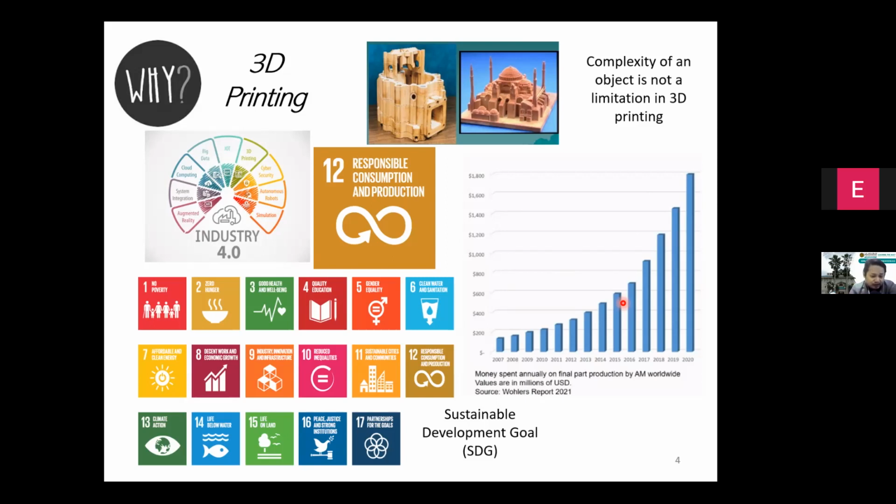As you can see from the SDGs, 3D printing can contribute to SDG number 12, which is responsible consumption and production. We know that 3D printing technology can reduce a lot of waste and a lot of cost. So ultimately it contributes to SDG number 12, and also to number 9, industry, innovation and infrastructure. We also know that the biggest advantage of 3D printing is that we can create a lot of complex structures, so it is very suitable for customized products.